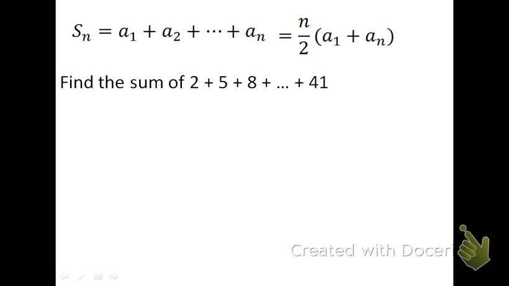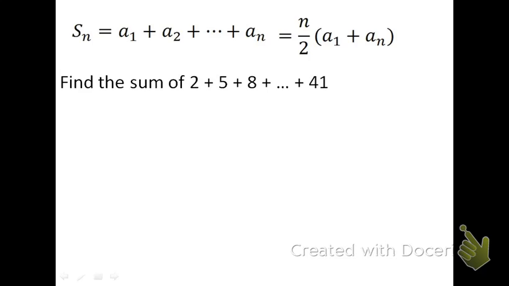Okay, now what about this one right here? This one we want to go from 2 plus 5 plus 8, etc., all the way to 41. So now we know when we need to stop, so we should be able to add this up. Now we could write all this out. We can see that our common difference is 3. So we could write out all the terms and add them up together if we wanted to. But let's use the formula instead.